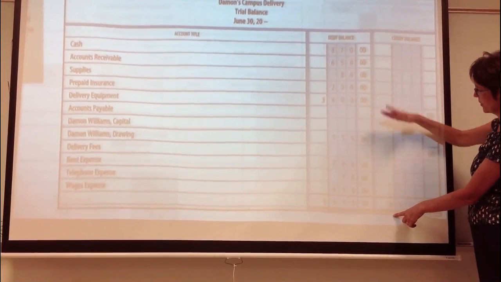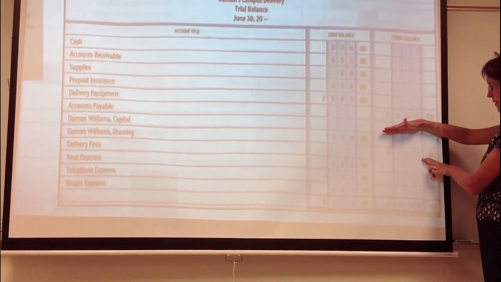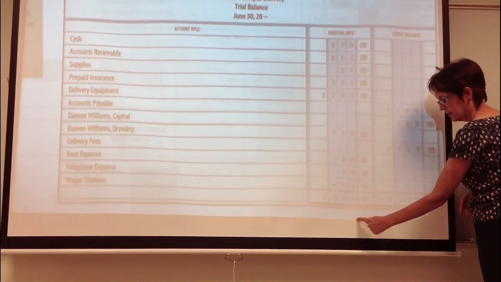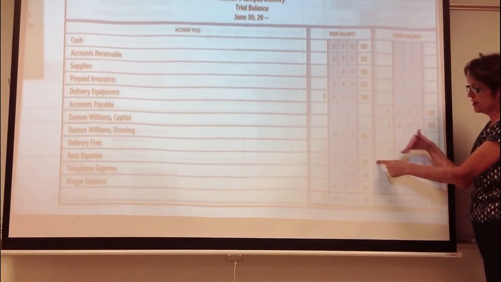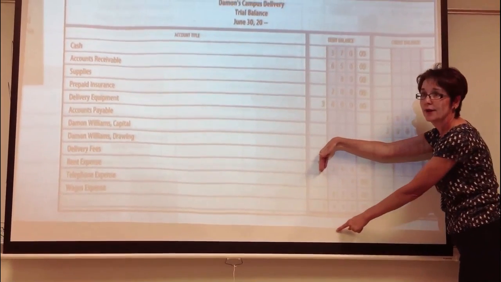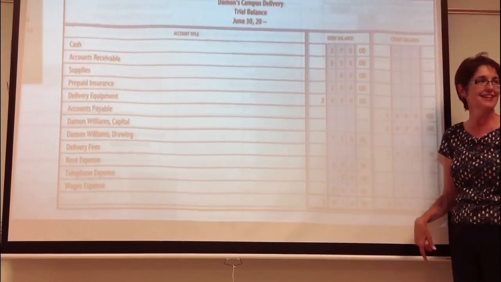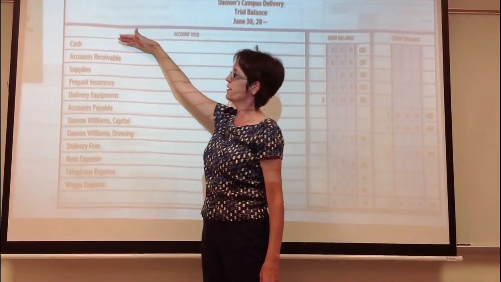And in fact, if you were able to look, right here is capital. Here's my drawing, my revenue, my expenses. Can you see your umbrella? Can you see it visually there? So you know that the things that are on this side of my umbrella are on the left. The things that are on this side of my umbrella are on the right.